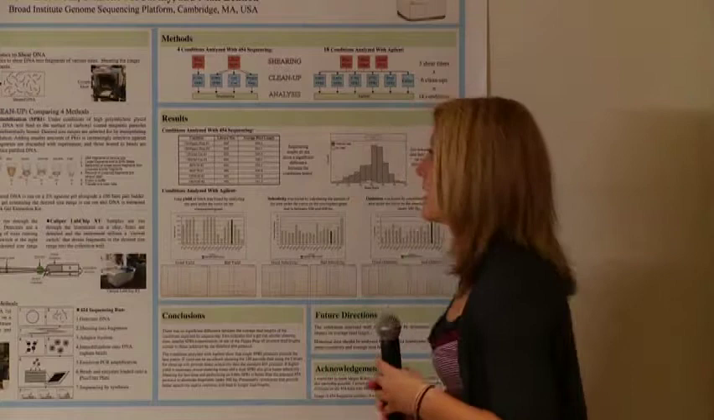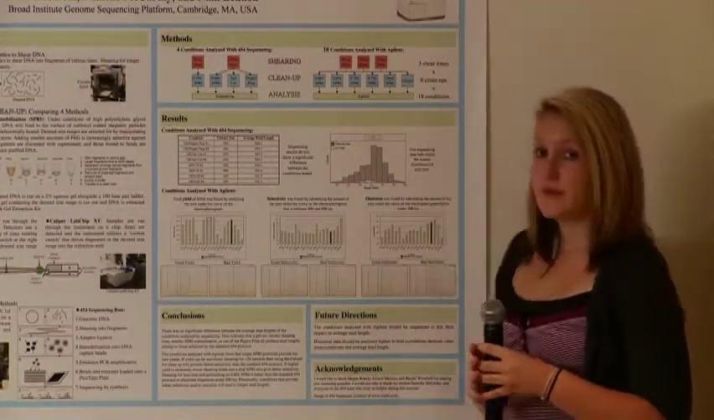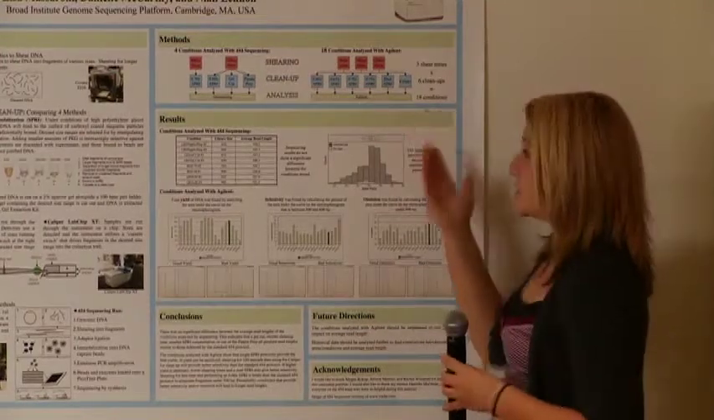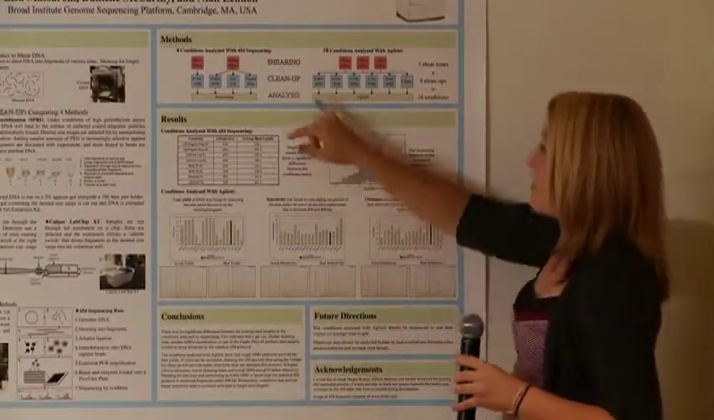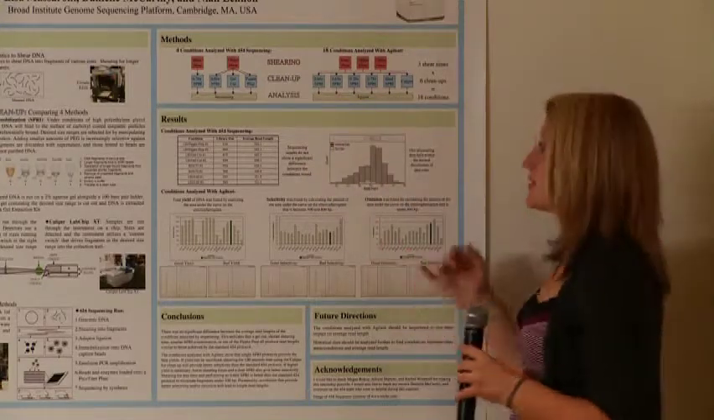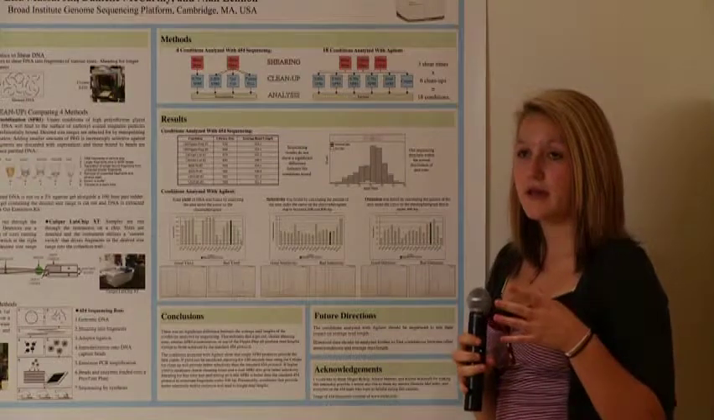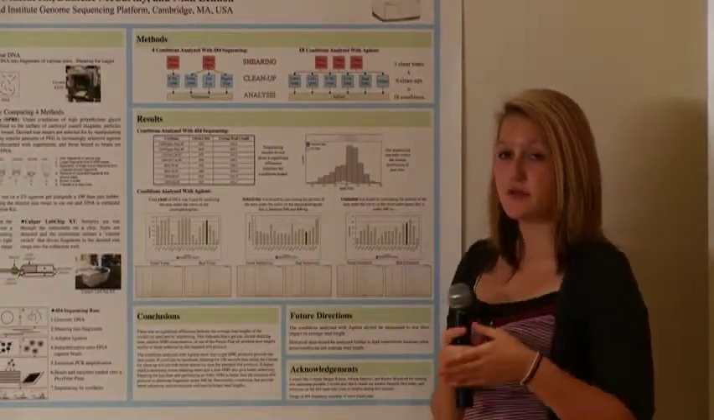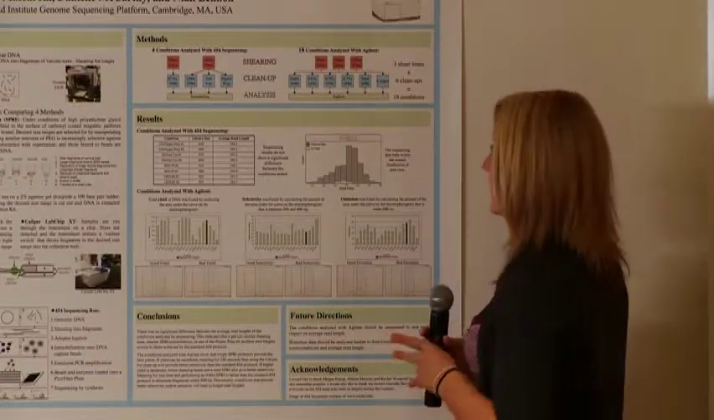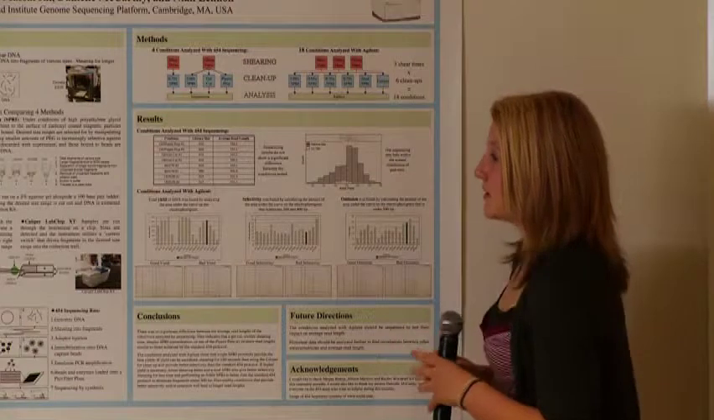that they would have used in the past, as well as a Pippin Prep, which is one of the newer technologies. Then there were 18 conditions that we analyzed with Agilent, and it was 3 different shear times, 80 seconds, 100 seconds, and 120 seconds, 4 different SPRI concentrations, a dual SPRI, which is first a concentration that will select against larger fragments, then a concentration that will select against smaller fragments, and finally the Caliper, which again is one of the newer technologies.